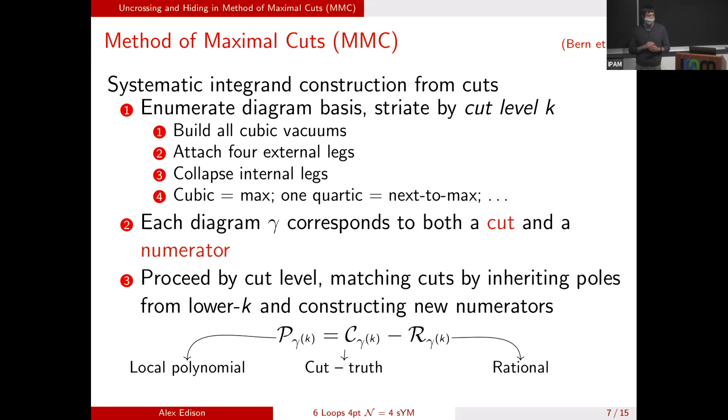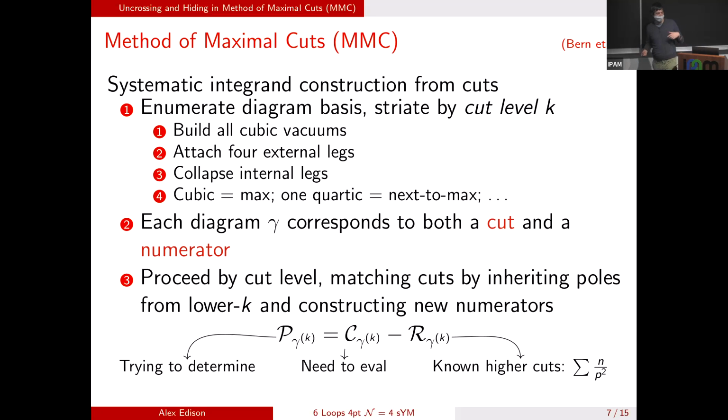And then there's some true cut, some actual calculation from field theory. And the difference between the actual cut and the sum over previous numerators divided by their uncut propagators gives us some new local correction that we need to account for on a given diagram. So like I said, the R's are going to be some rational function that we've calculated from previous numerators in the method of maximal cuts, so from previous k levels. C is going to be our cut, which is the full gauge invariant rational function that we're trying to match. And then the P is the new local polynomial, and that's the thing that we're trying to construct.